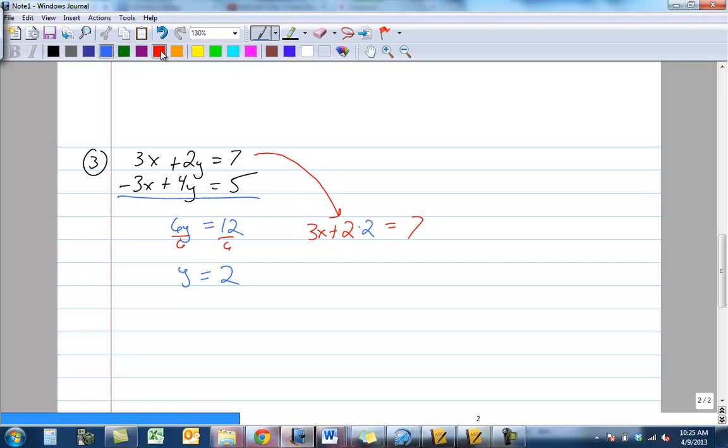Oops, where am I at? So we got 3x plus 2 times 2, which is 4, equals 7. Subtract 4 from both sides, you get 3x equals 3. So what is x? x is 1. So your final answer should be the point 1, 2.